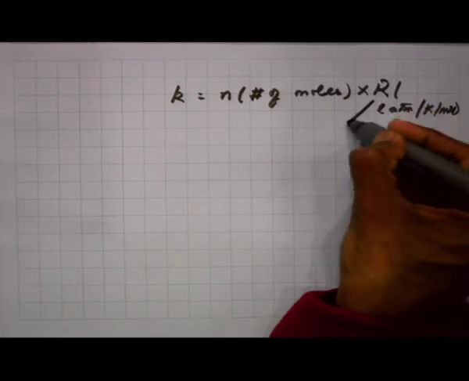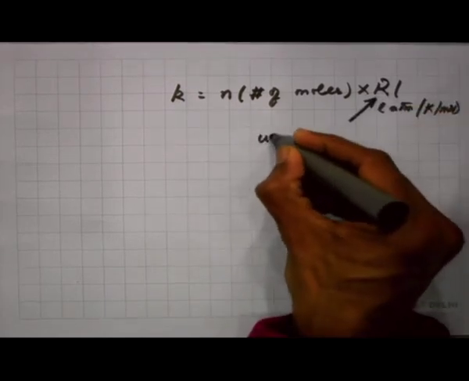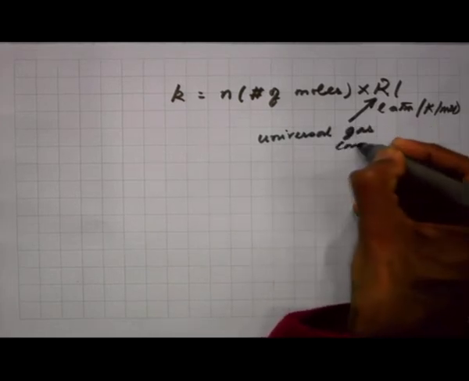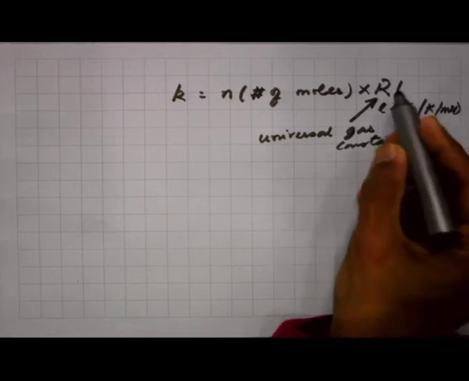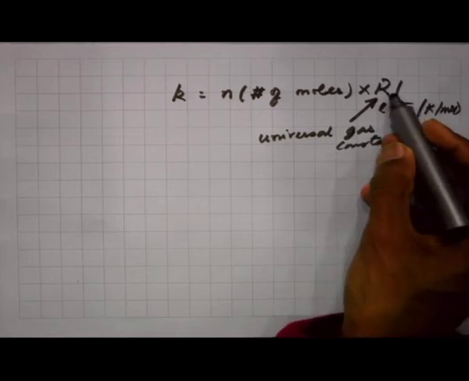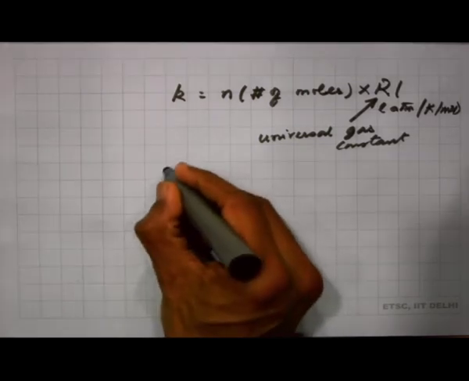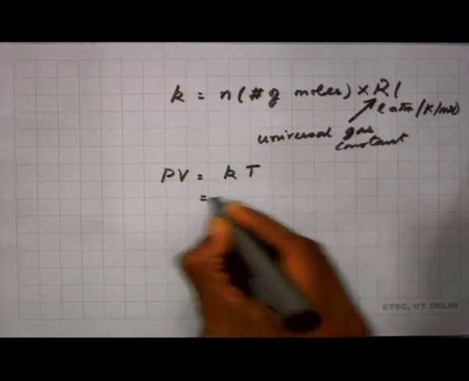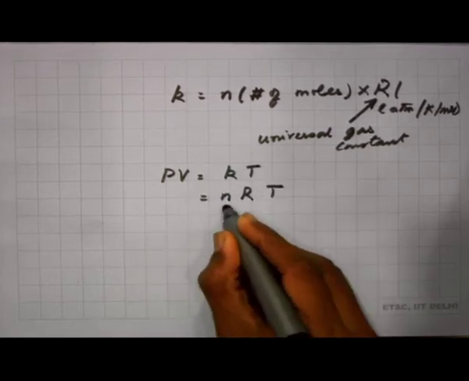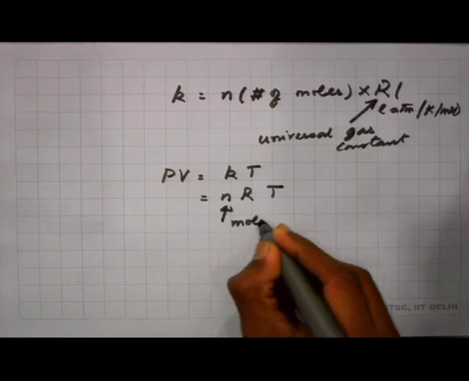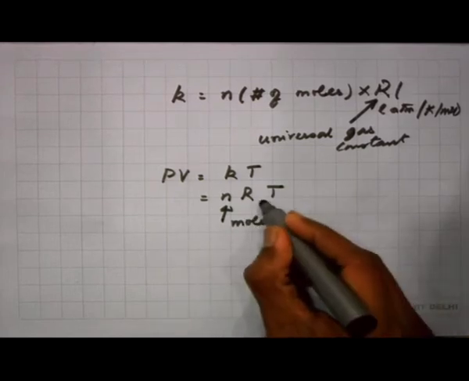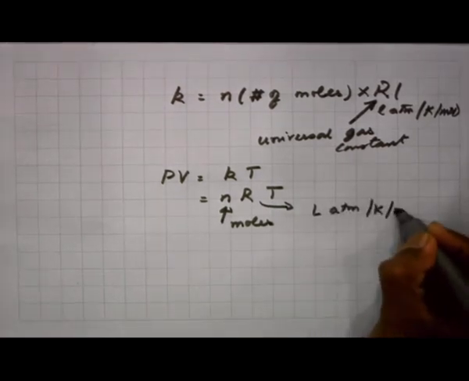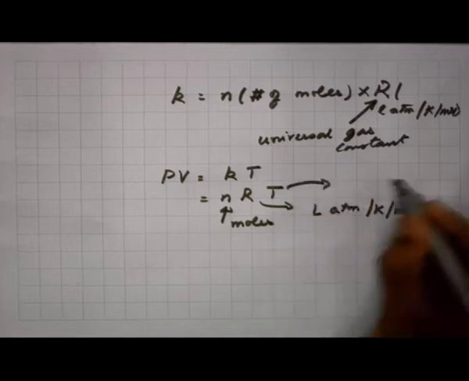And this quantity here is called the universal gas constant. No matter which gas you take, this is independent of the gas that you have. Now, you could rewrite this as PV. Rather than write it as KT, we will write it as nRT, where n has units of moles. R has units of liter atmosphere per Kelvin per mole, and T is in Kelvin.